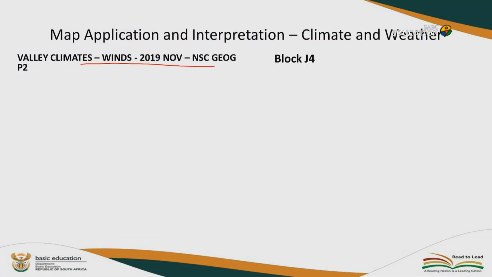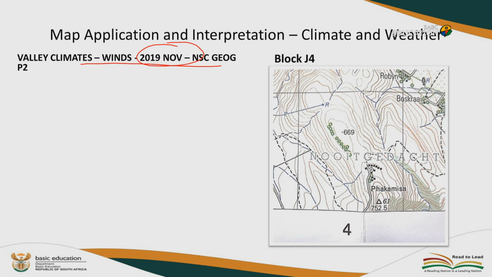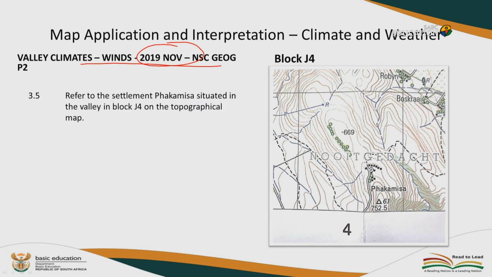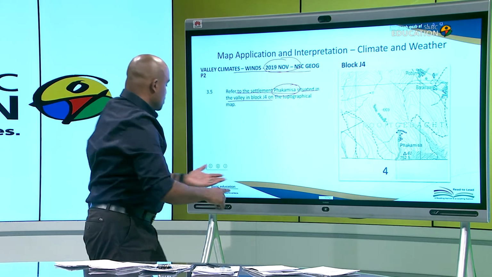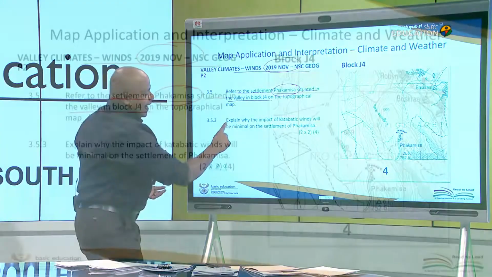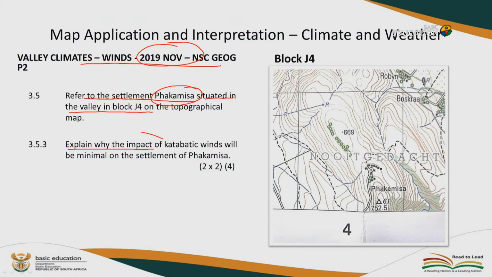The last one in 2019, remember the map of Pongola, is as follows. You have the following question. Refer to the settlement of Pakamisa situated in the valley in block J4. Note in this exam, you are being given the valley floor, you are being given the location, and obviously the level of application has to improve. So, what is the question? Explain why the impact of katabatic winds will be minimal on the settlement of Pakamisa.